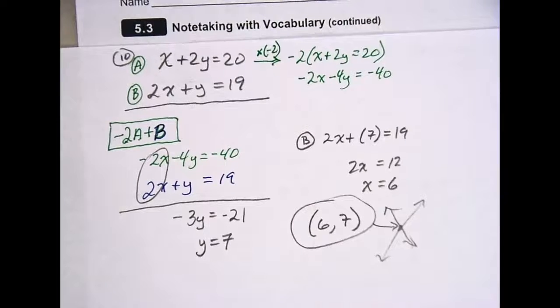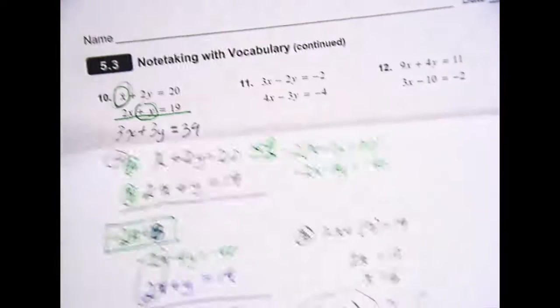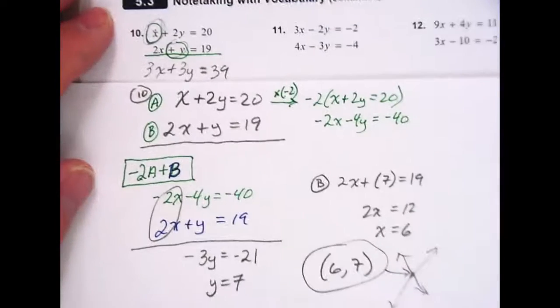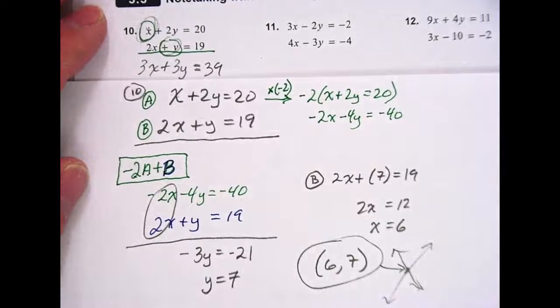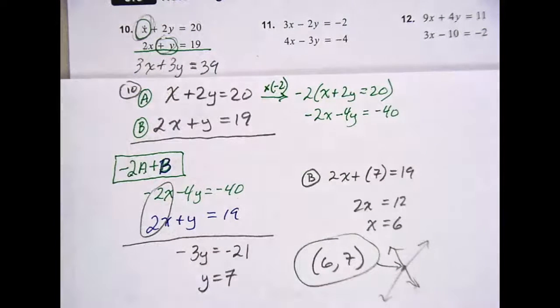Okay, I want you guys to try number 11. Okay, so next problem on the page there, number 11. So once you've decided that all the x's and y's are on the same side, then you can look for opposites. If there aren't opposites, so 3x and 4x aren't opposites, negative 2y and negative 3y aren't opposites, so now you have to figure out what you're going to multiply your equations by to make opposites.